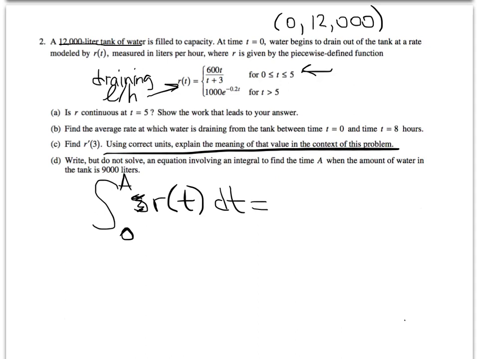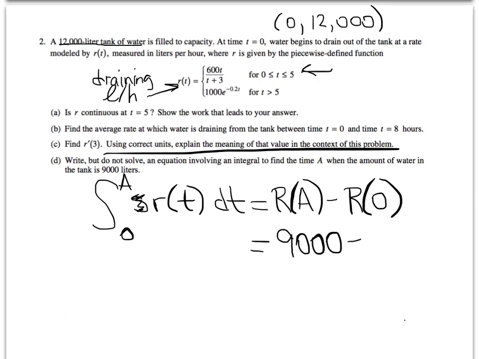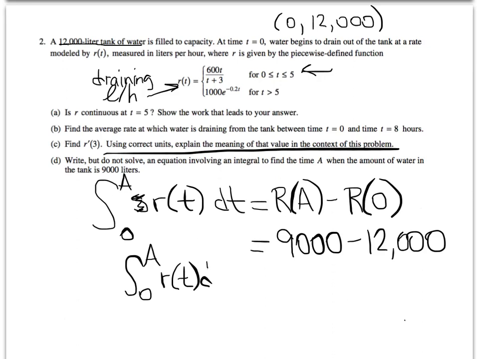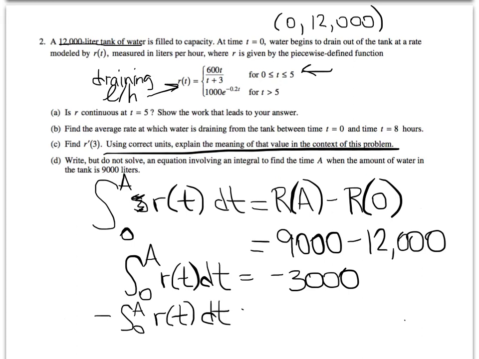So that means when I take the integral, I'm going to have the amount at a certain time A minus the amount at 0. Well, we want the amount at time A to be 9,000, and we know the initial value is 12,000. So then we have the integral from 0 to A of my rate of change equal to negative 3,000. Or I can take the opposite, the amount of water that has drained out, and that would be equal to 3,000. There you go. That's it for problem 2.